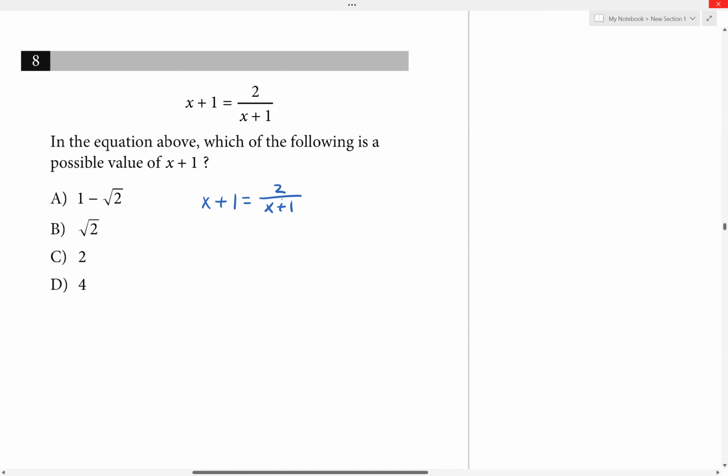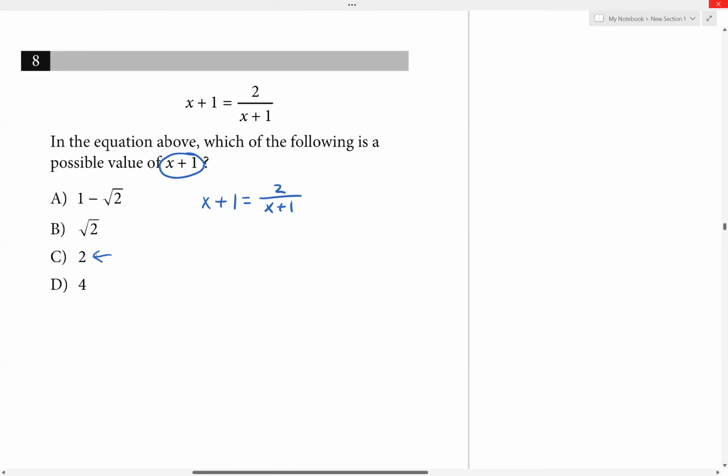But you want to keep in mind, since we're solving for not just x, but x + 1, the answer choices represent x + 1 as a group. So if you plug in, we're going to replace the x + 1, not just x. Let's start with the easier numbers. Let's try the whole numbers first.